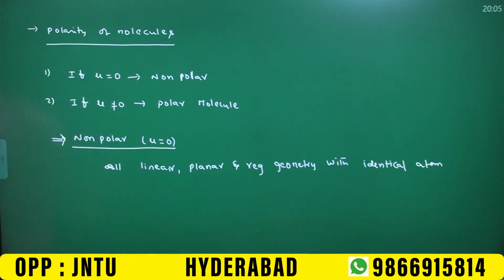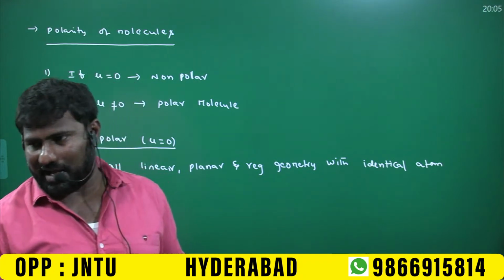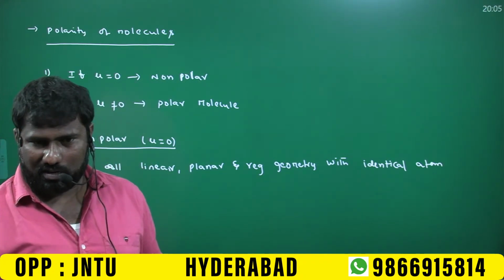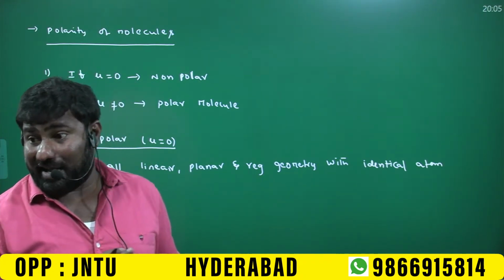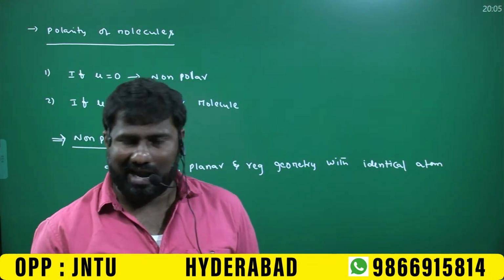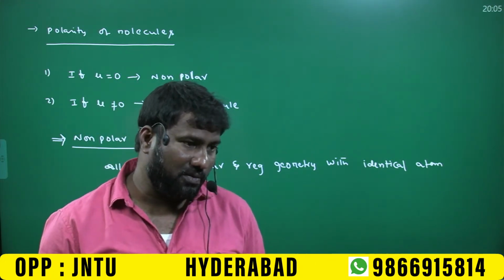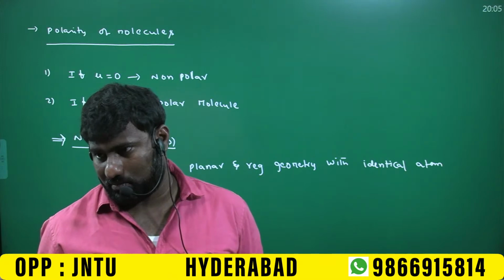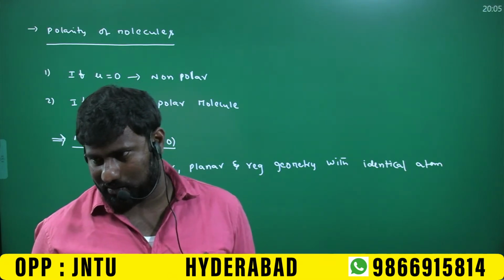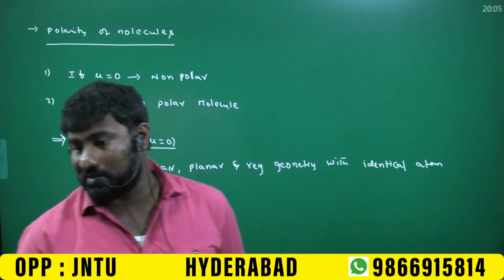What conditions are needed? The molecule may be linear, or planar, such as trigonal planar or square planar. Regular geometry means regular tetrahedral, regular octahedral or regular trigonal bipyramidal with identical atoms. The bonded atoms should not be changed. In such a case, the dipole moment is 0.